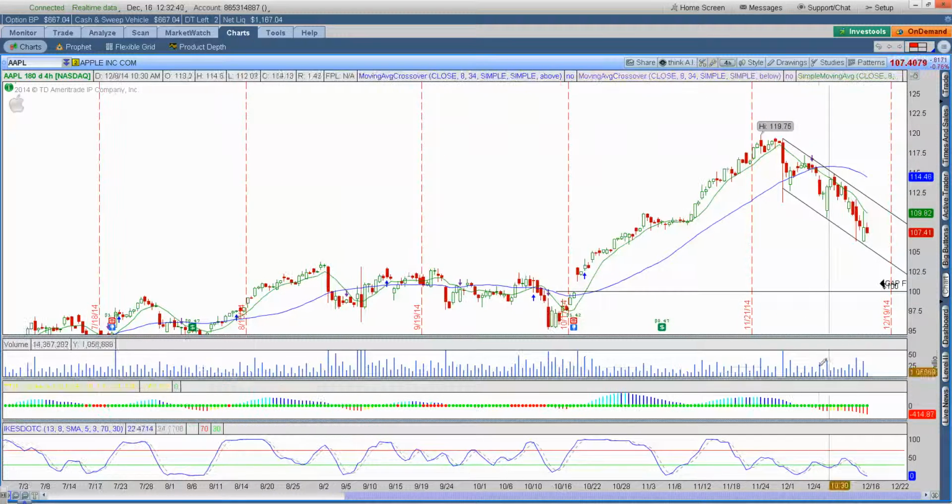I've just got the bear side of me. I'm happy right now because the market's going down, but it's setting up for all these long opportunities, and that's really what we should be looking for in a market sell-off: long opportunities. So that is Apple.